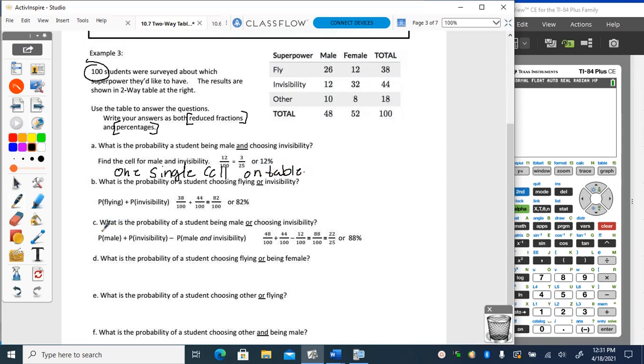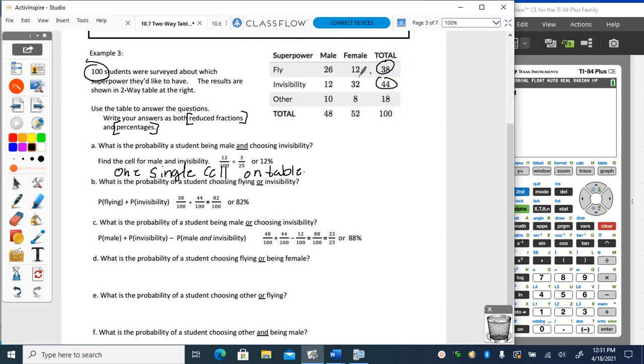All right, now it says, what is the probability of a student choosing flying or invisibility? So now we're looking at two superpowers. We're not looking between power and gender. We're just looking between two superpowers. So we have flying, that's 38 total, and we have invisibility, that's 44 total. So we're looking at these two.